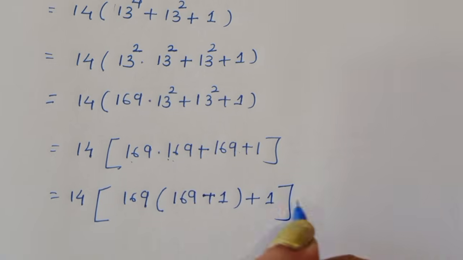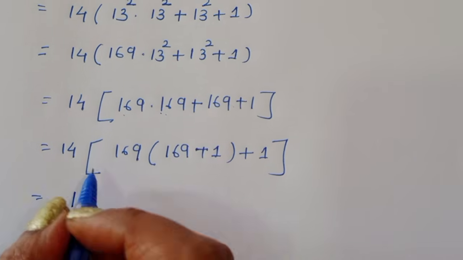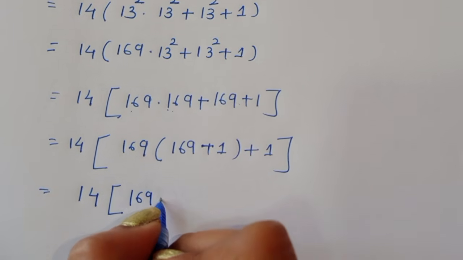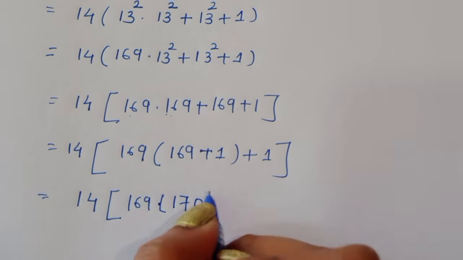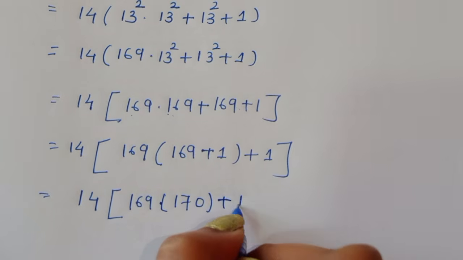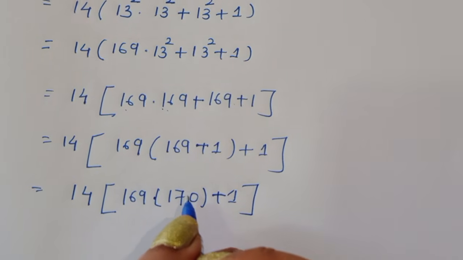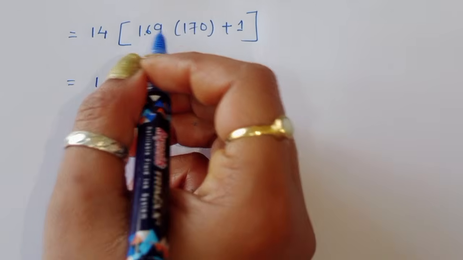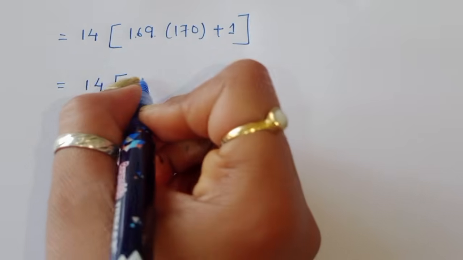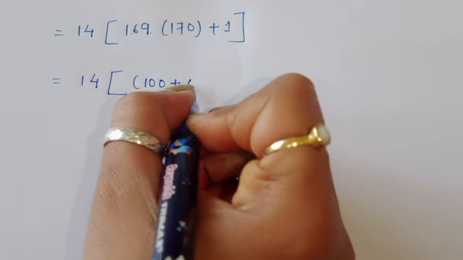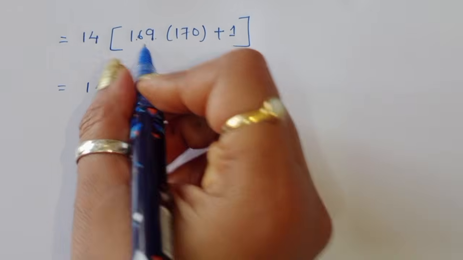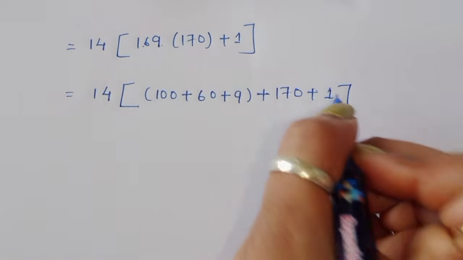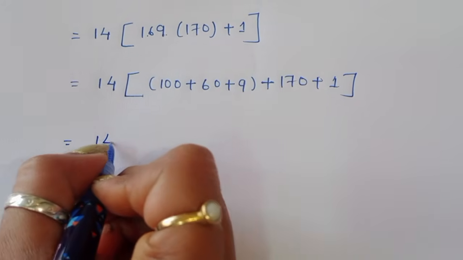So it is equal to 14 times (169 times 170 plus 1), since 169 plus 1 is 170. Now we can write 169 as 100 plus 60 plus 9, so this will become 169 times 170 plus 1.